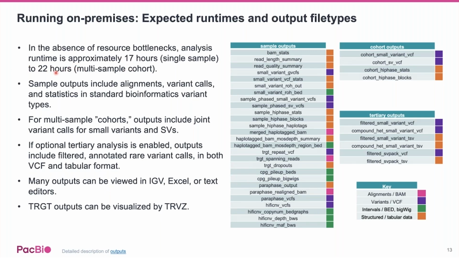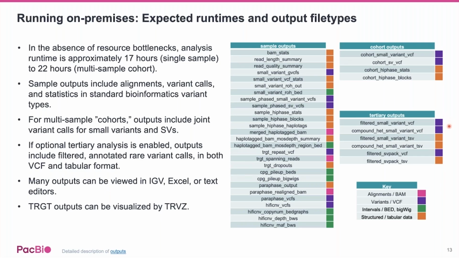Many output files are generated by the workflow, and I'm not going to take the time to go through all of them, but at a quick summary level, at the sample level, there are alignments, variant calls, and statistics. At the cohort level, if you have a multi-sample cohort, you'll have joint called small variants and SVs, and some additional statistics. And if the optional tertiary analysis has been enabled, the outputs will include filtered annotated rare variant calls for small variants and SVs.